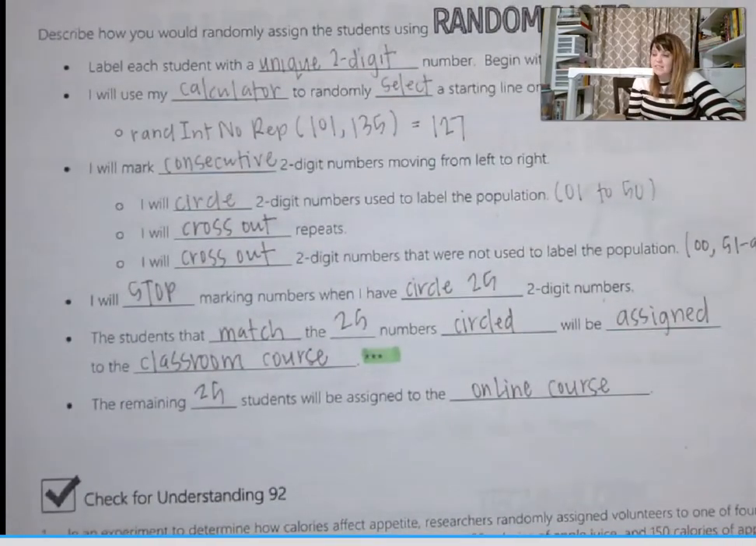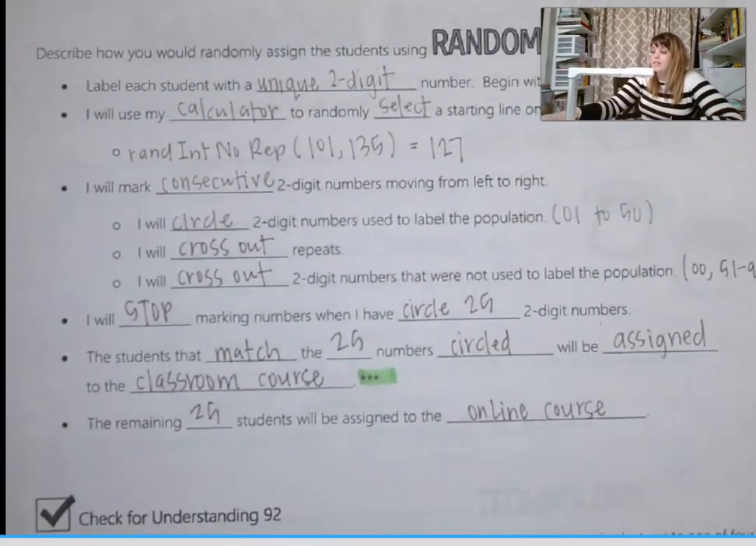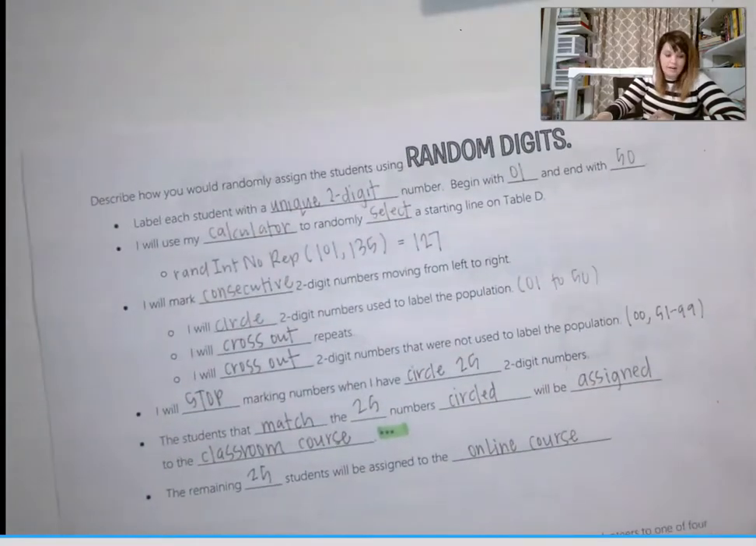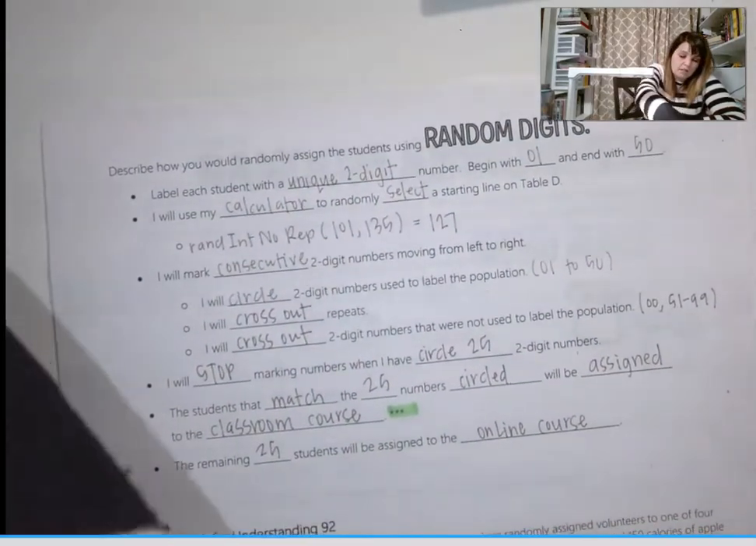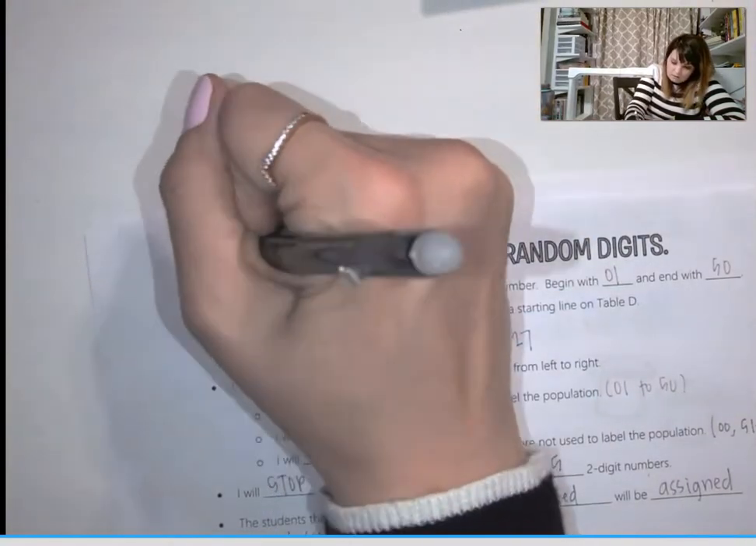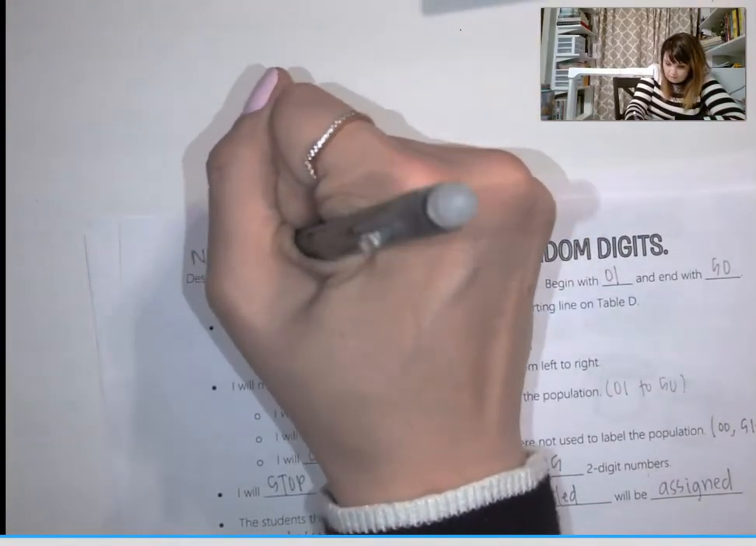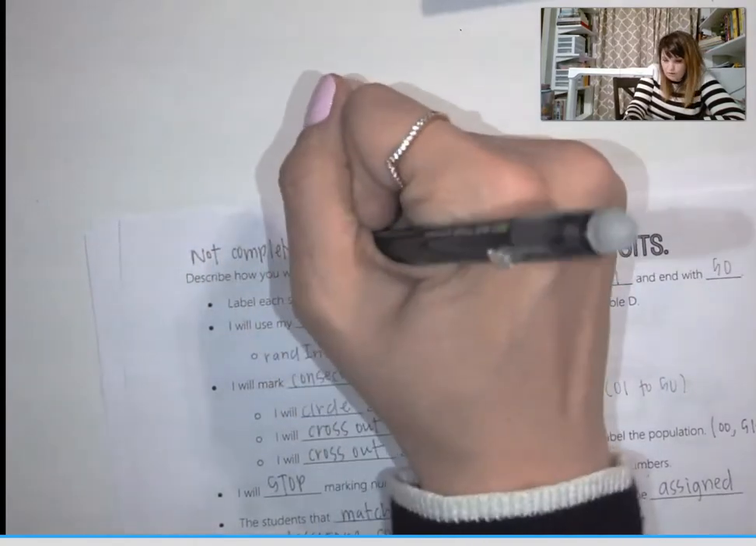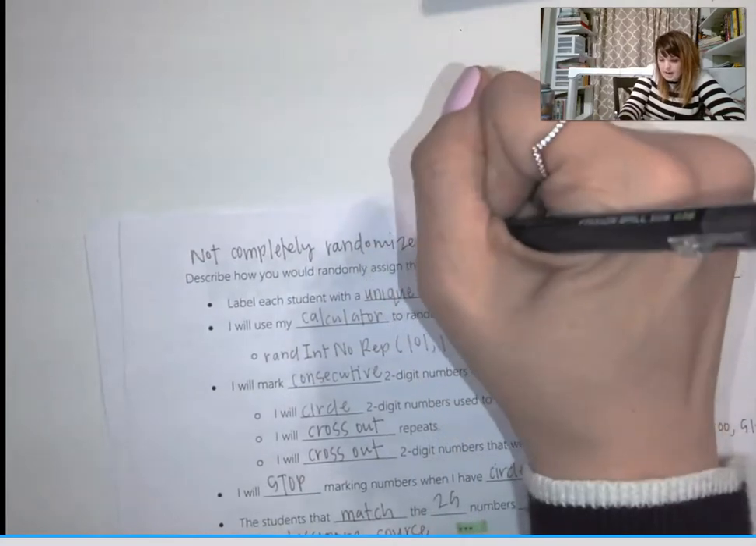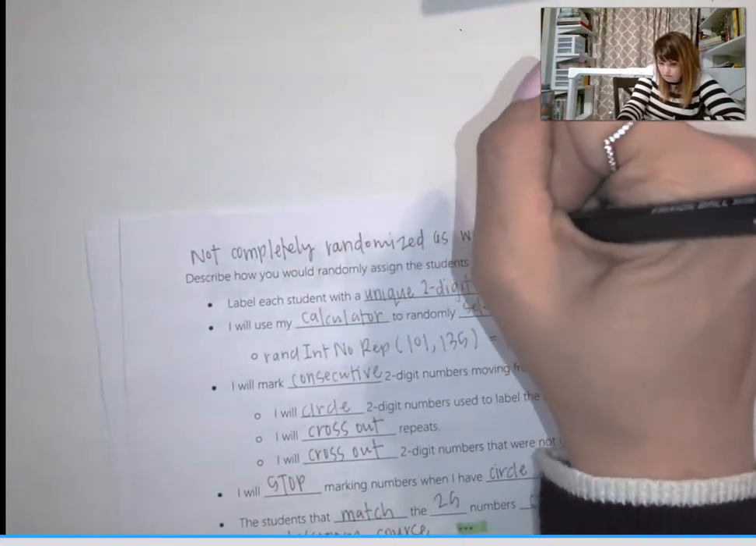So this, as it is written, is not completely randomized. So I think I'll write that at the top. As written, not completely randomized, as written.